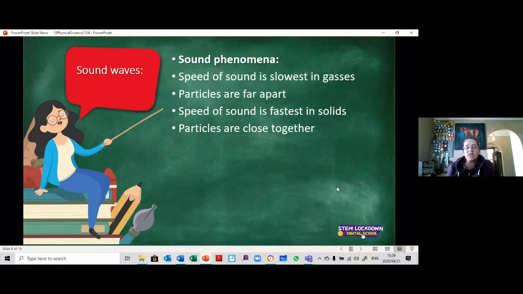The speed of sound in air is normally taken as 340 or 343 meters per second. This is not a value you have to go and remember. This idea, however, you need to. Because particles are far apart, the speed of sound is slow. When particles are close together, the speed of sound is fast. That's quite an important concept for you guys to keep in mind.